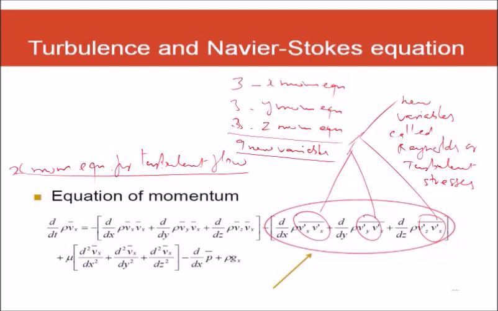So as a result of the time averaging process, which is also known as Reynolds averaging, we get 9 new variables. These new variables are evaluated using what is known as turbulence modeling, which is an advanced topic and out of scope of this unit.